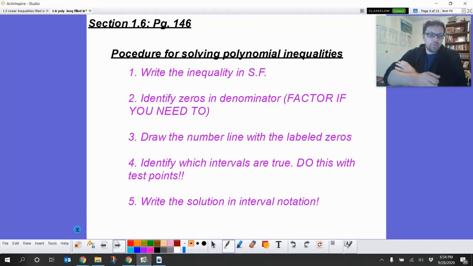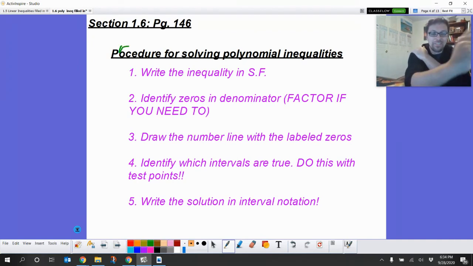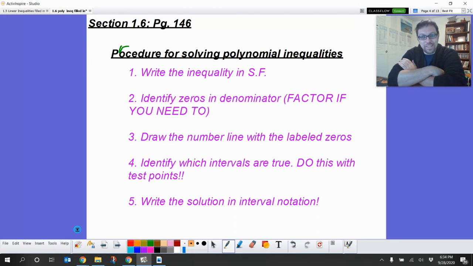Here is our procedure for solving polynomial inequalities. If you want to pause me for a sec while you write that down. Anyway, that's what we need to do in order to be able to solve these inequalities.